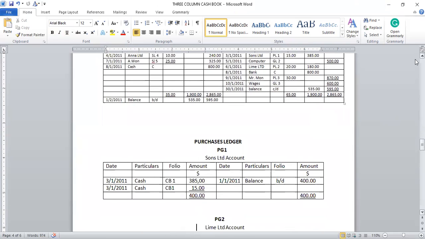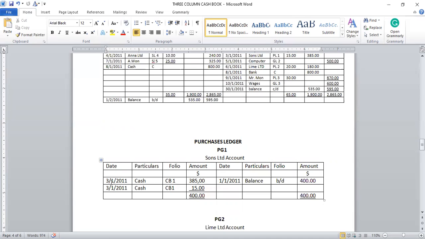So we come to the purchase ledger. Assume page 1, Sons Limited. First, the amount that he was owing. 1st January 2011, that is the particular balance. The balance brought down is $400. He was owing him $400. So we are going to pay, so we are going to debit Sons Limited for him receiving them. We have credited the cash, so we definitely have to debit it.